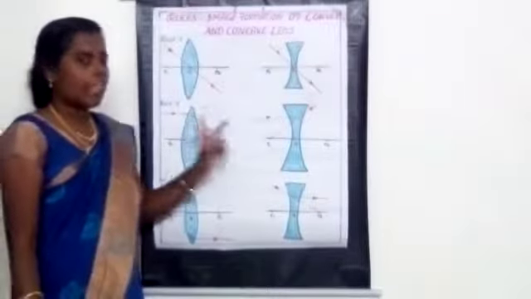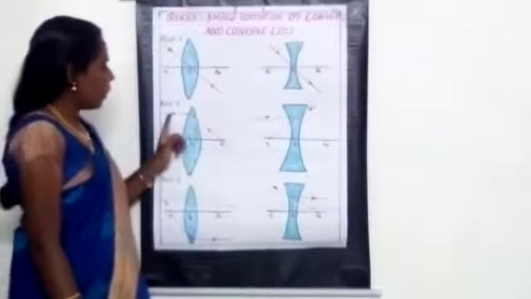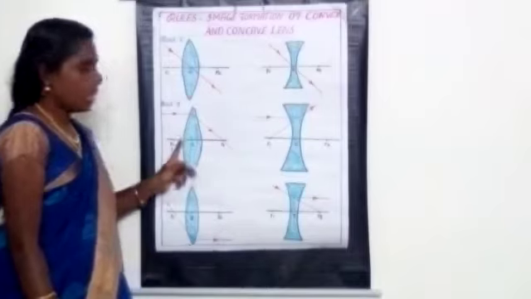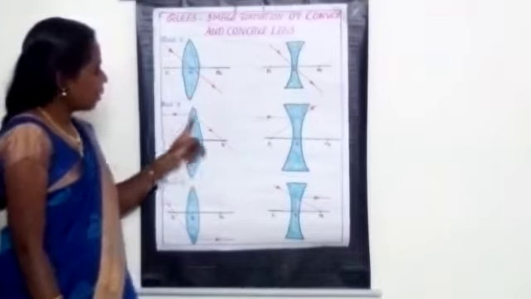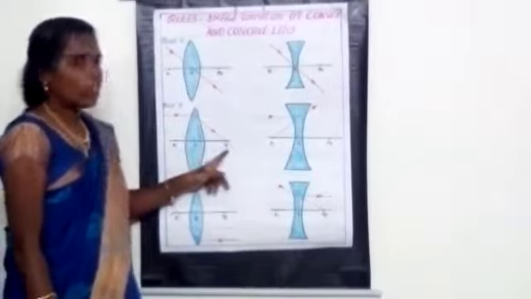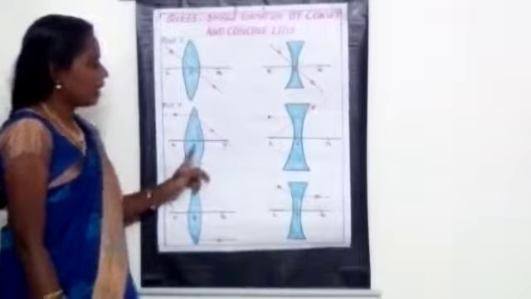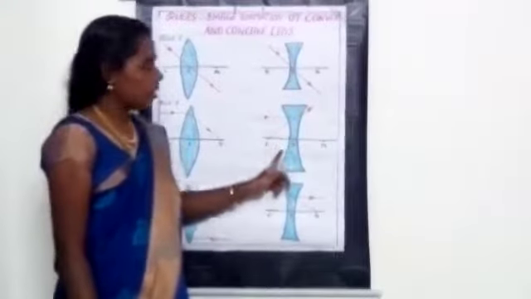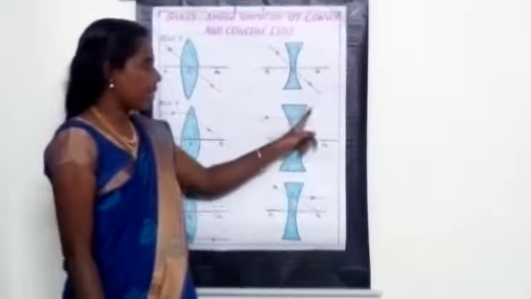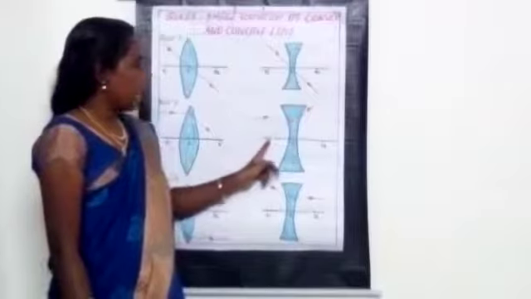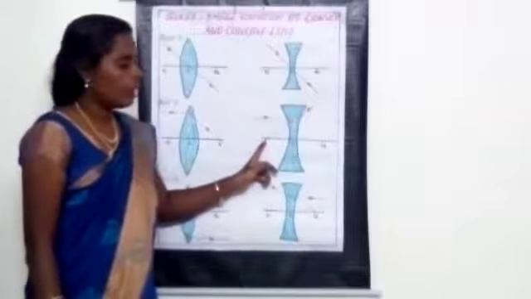This is the second rule. When the ray of light is parallel to the principal axis, it passes through the principal focus after refraction. That is for the convex lens. For the concave lens, after refraction, the ray will diverge and appear to meet at the principal focus here.